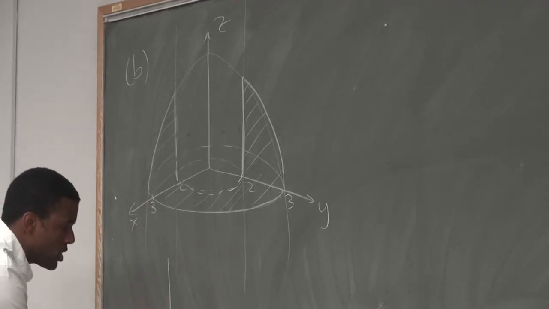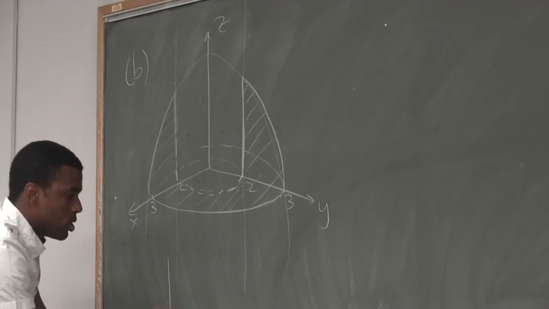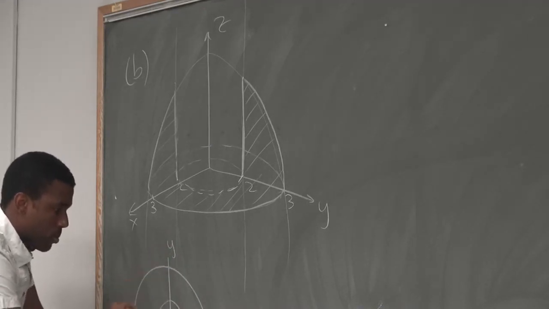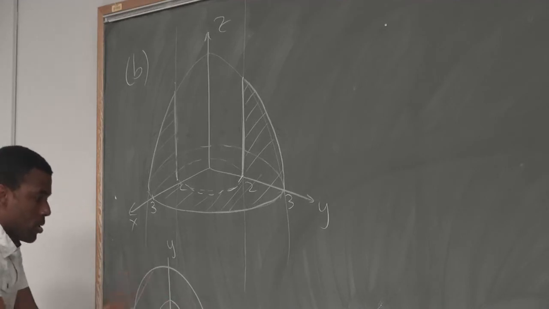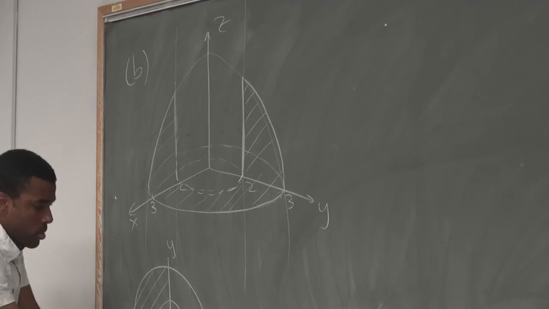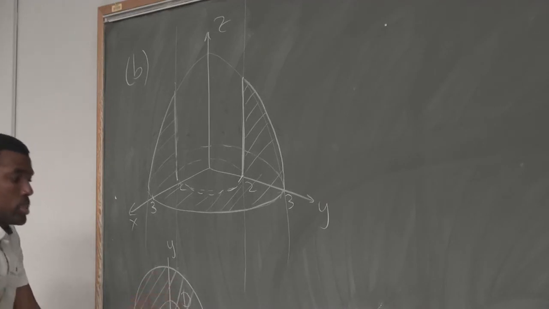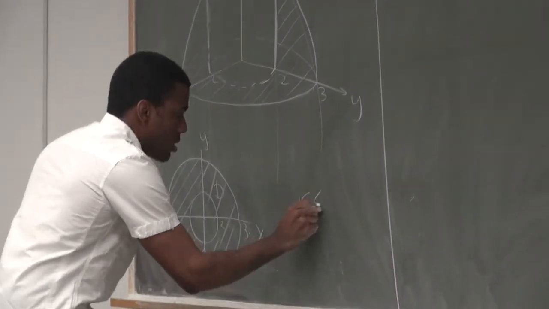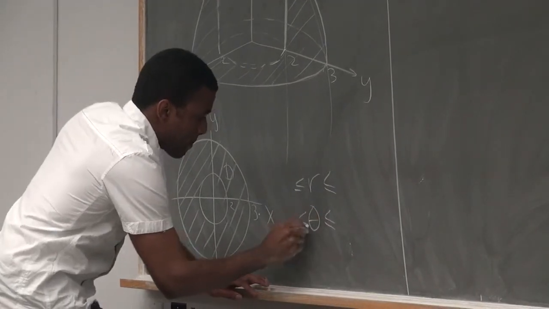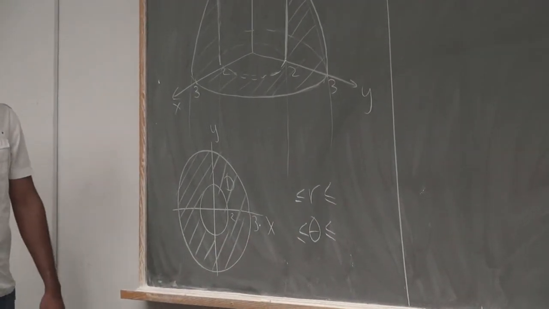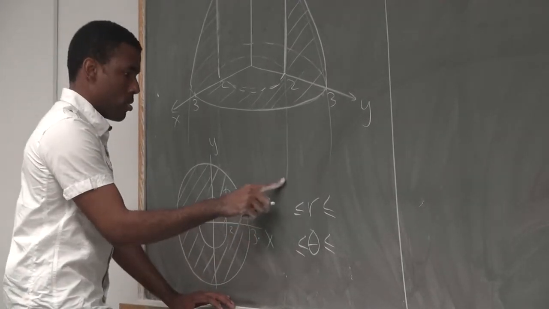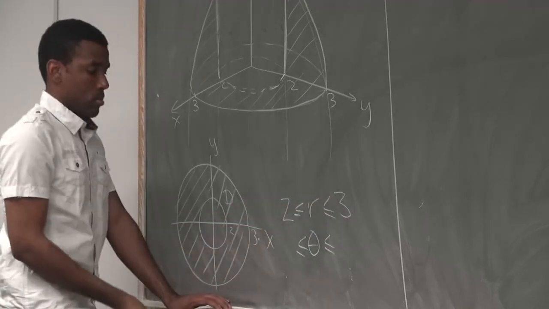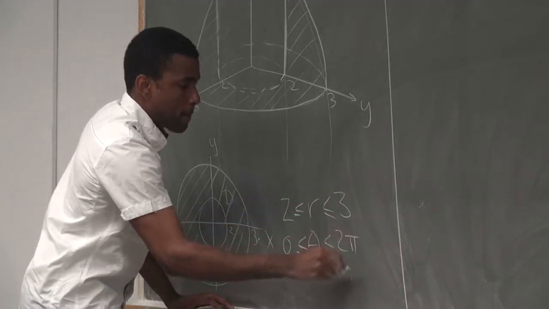So if I were to draw my region D in the XY plane, what would it look like? A circle inside of a circle. That's the region D. Now if I had to describe D in r and theta, how would I describe it? R goes from? No, from 2 to 3. And theta goes from 0 to 2 pi. Okay.